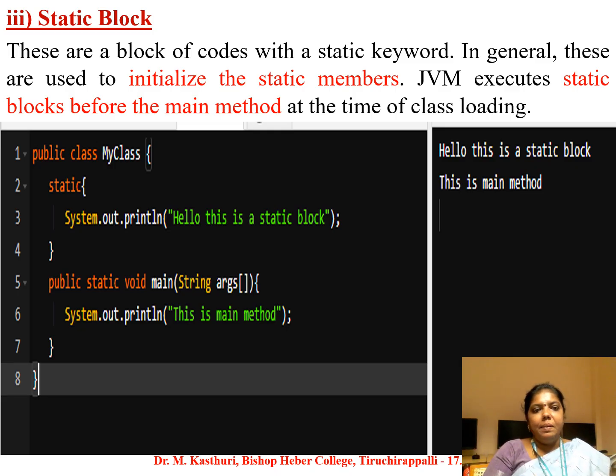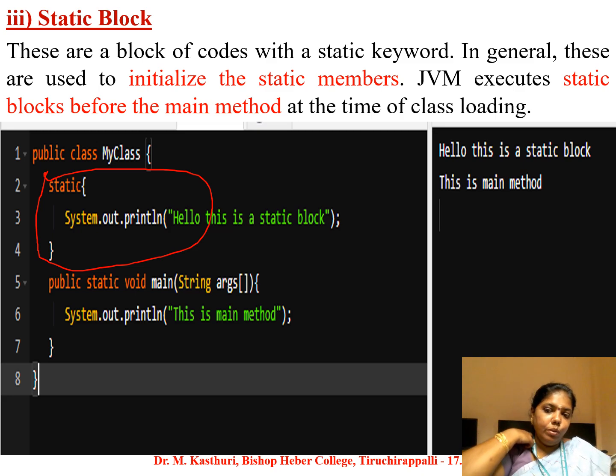The JVM normally executes a static block before the main method at the time of class loading. For example, in this code, I create only one line as a static block. We can commonly utilize this block anywhere else. These are all about the static keyword, which helps to share common properties among a number of variables and items.